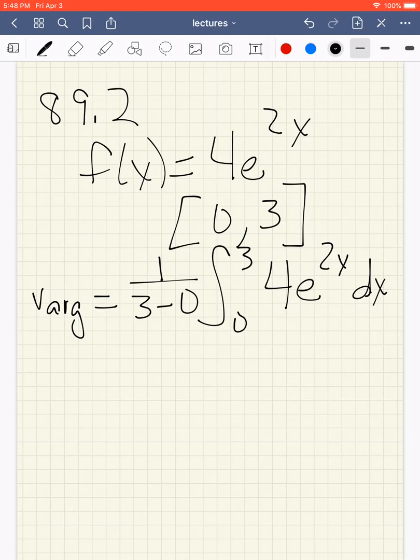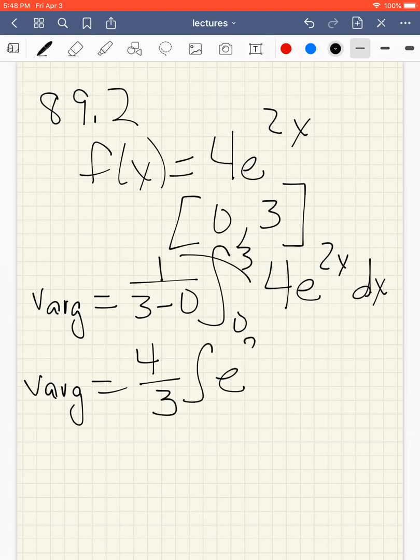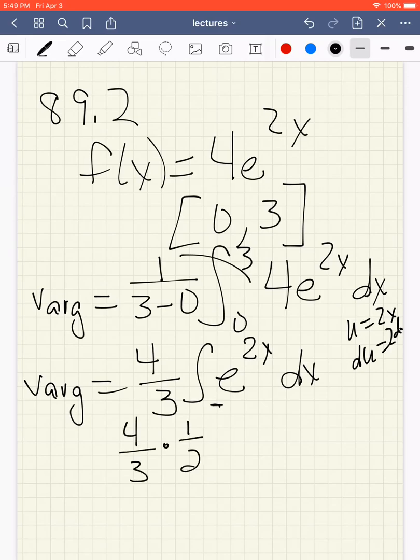Well, that 4 is a constant, and this becomes 1/3, so you can pull the 4 out here and put it over 3, and then we're going to integrate e to the 2x dx. And remember, our formula is for e to the x, not e to the 2x, so you can either do it mentally or you can write it down. u is 2x, so du is 2 dx, and there's a 2 that's not here, so we have to take 4/3, multiply it times a half, and then we can integrate e to the u, du.